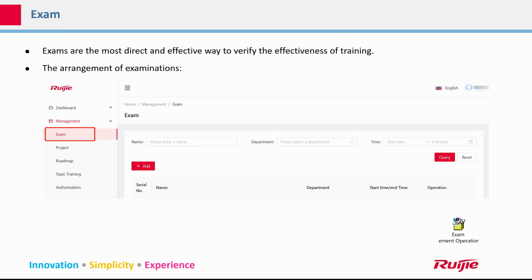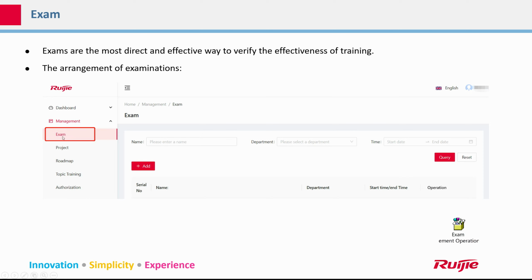Okay. And after finishing the satisfaction survey, next is the exam. Pay attention here. To ensure that the exam will not affect the result of the satisfaction survey, you should do the satisfaction survey first, and then the exam. Okay. Exams are the most direct and effective way to verify the effectiveness of the training.